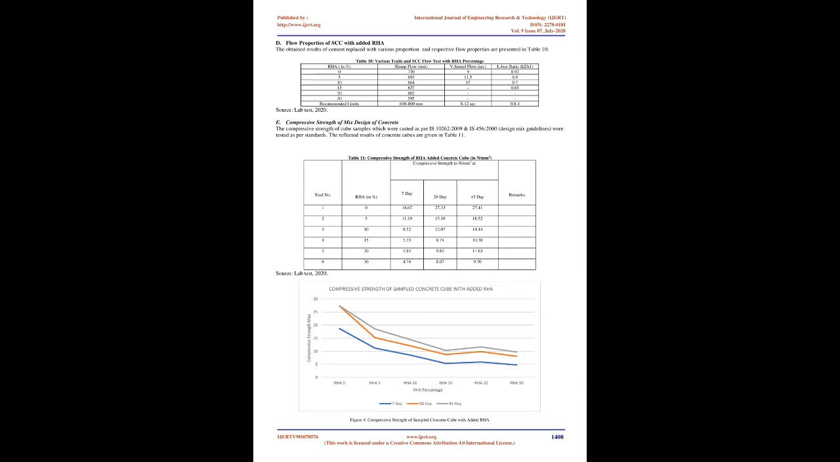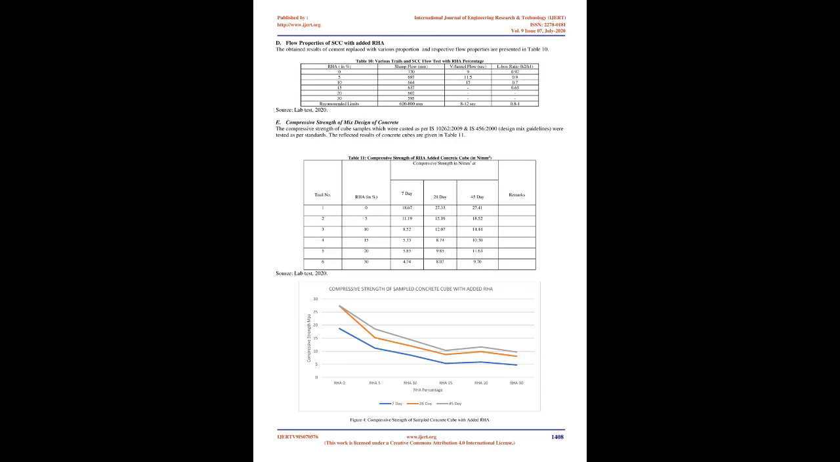Mix proportions, 7 days result, 28 days result. TRA 7, 18.44, 28.37, greater than 26.6. TRB 5, 13.85, 21.41, 26.6. TRC 5, 18.07, 27.78, greater than 26.6. Source, Lab Test, 2020.